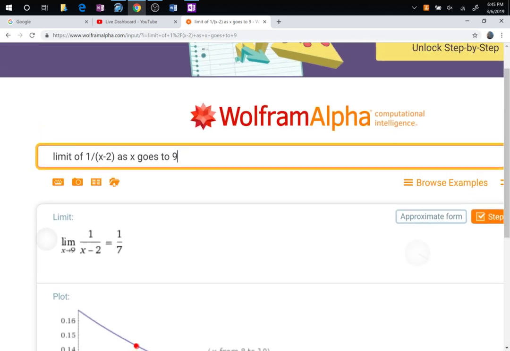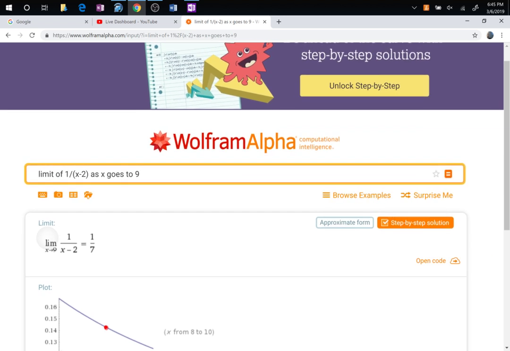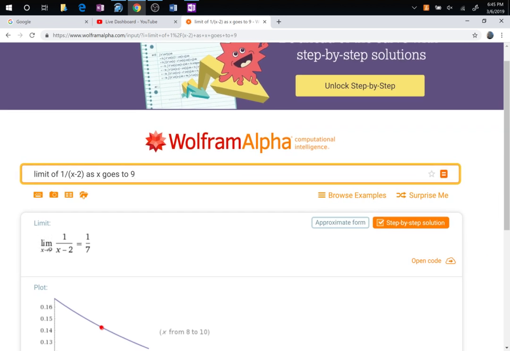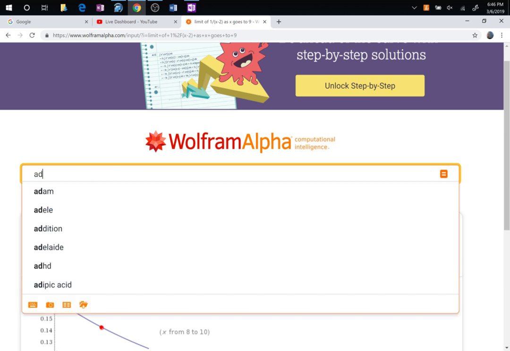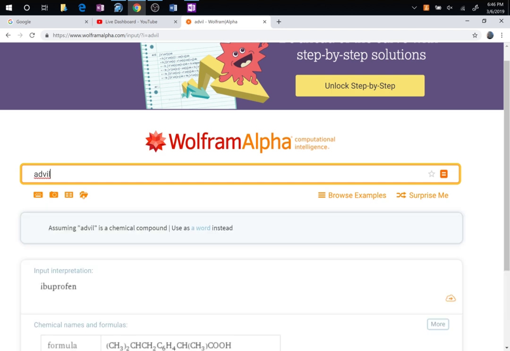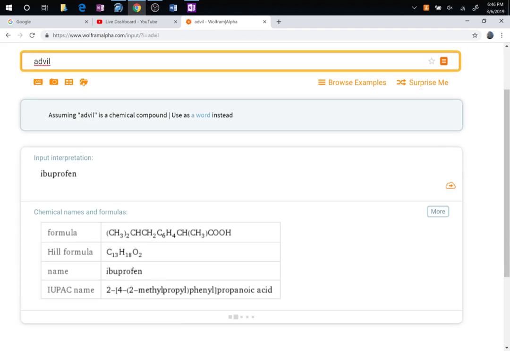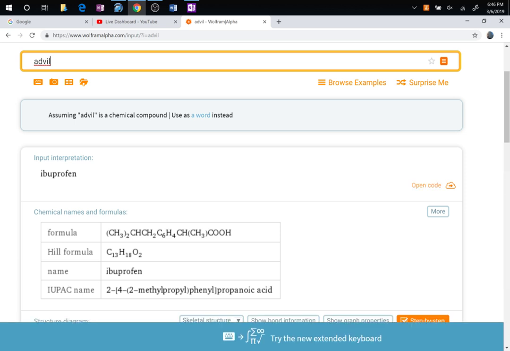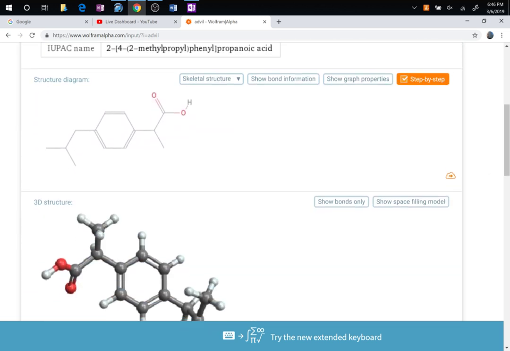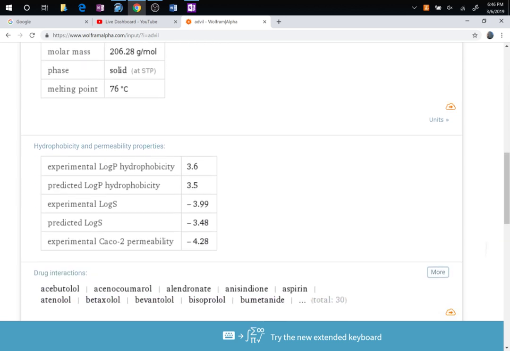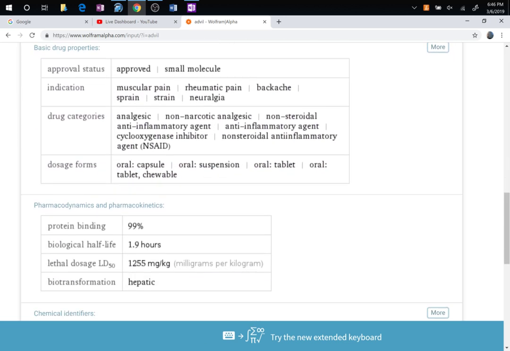So that's Wolfram Alpha. There are others; if you pay them money, they're going to enable a step-by-step solution. Let me see if this works. I typed in Advil. No, it works. In case you want to make it at home, they give you everything you need, and all the specs on it, including the biological half-life. See, 1.9 hours for half-life, which is why you take Advil every 4 hours.